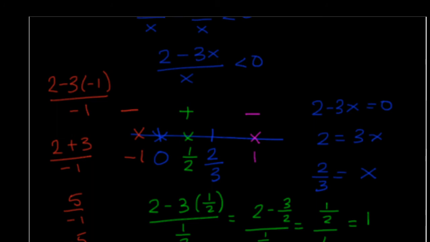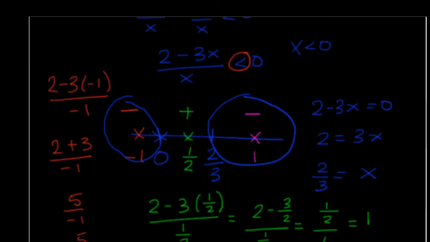In this problem, we want to see when this inequality is less than 0. So it's going to be less than 0 to the left of 0 over here, and to the right of 2/3. Because we're looking at strictly less than 0, we do not want to include 0 and 2/3. And anyways, we can't include 0 because that would mean we would divide by 0. So our answer would be x less than 0 or x greater than 2/3. That's our final answer.